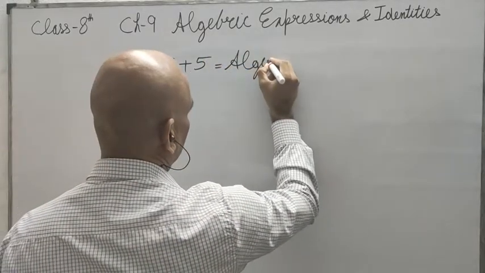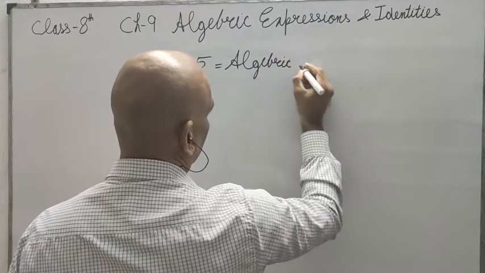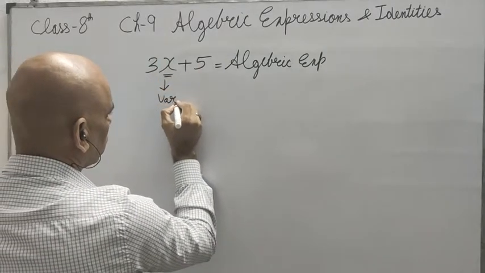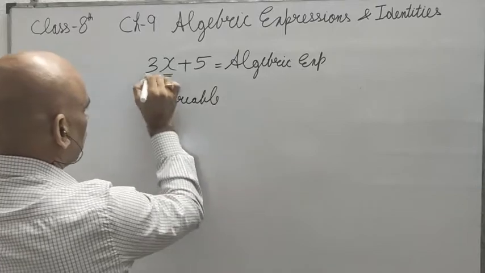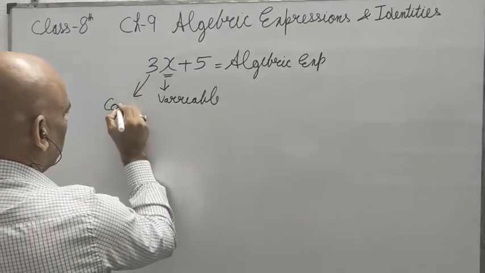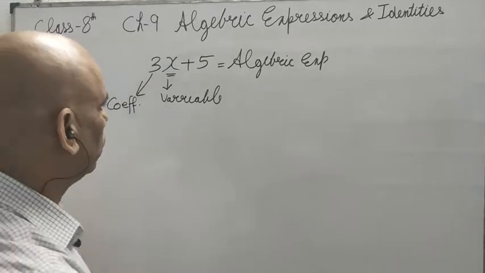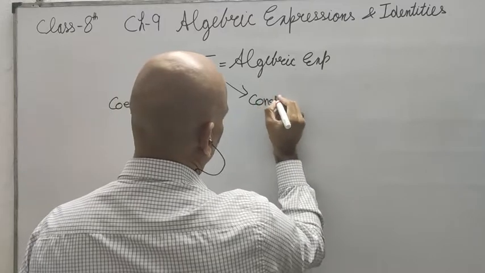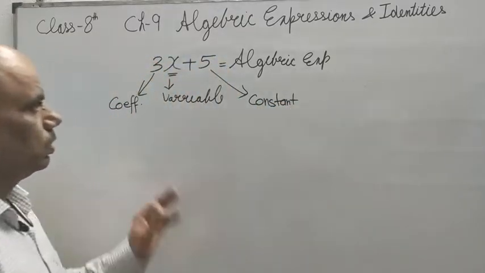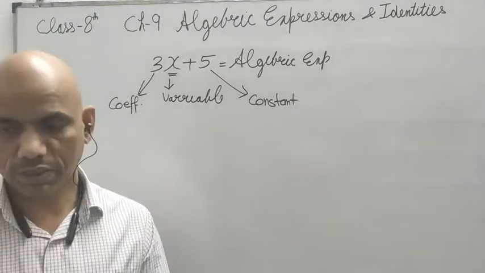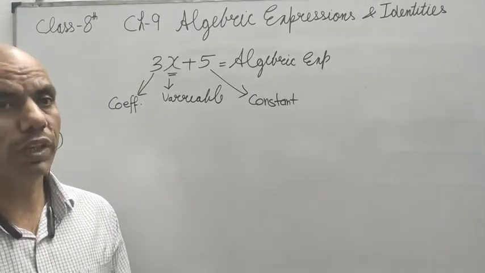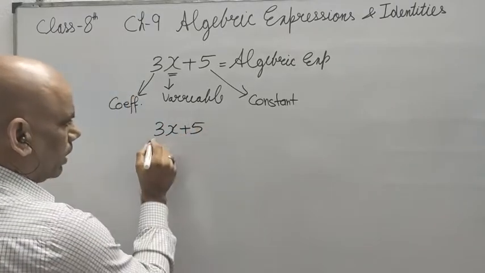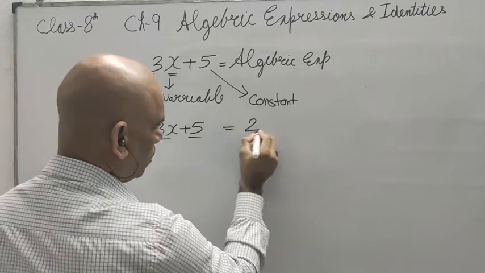So when it is having a variable, the number which is being multiplied with the variable will be called coefficient, and the number which is in addition or subtraction with it is called constant. So you will get algebraic expressions in it, and what we are going to study is how many terms there are in this algebraic expression. This algebraic expression contains two terms.